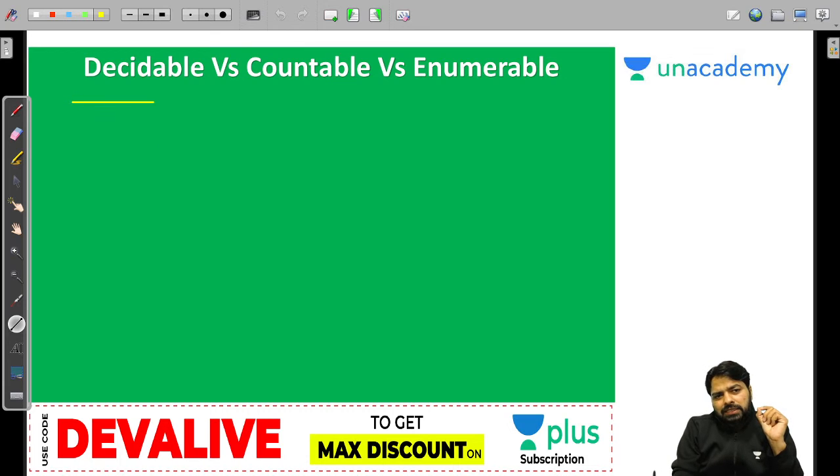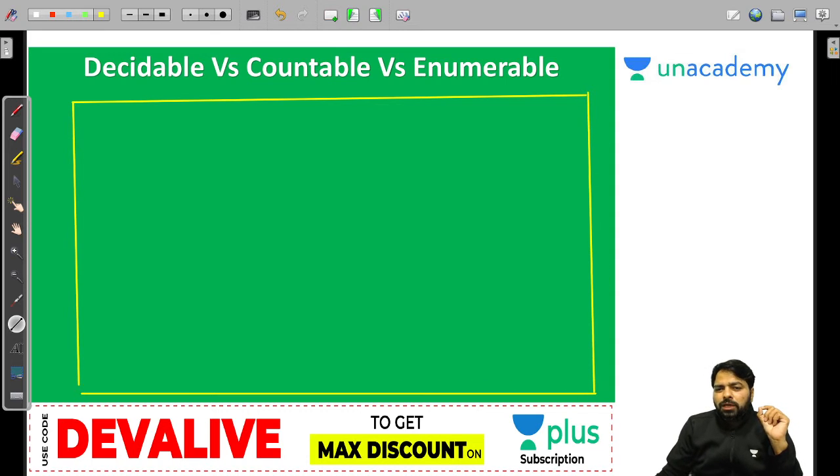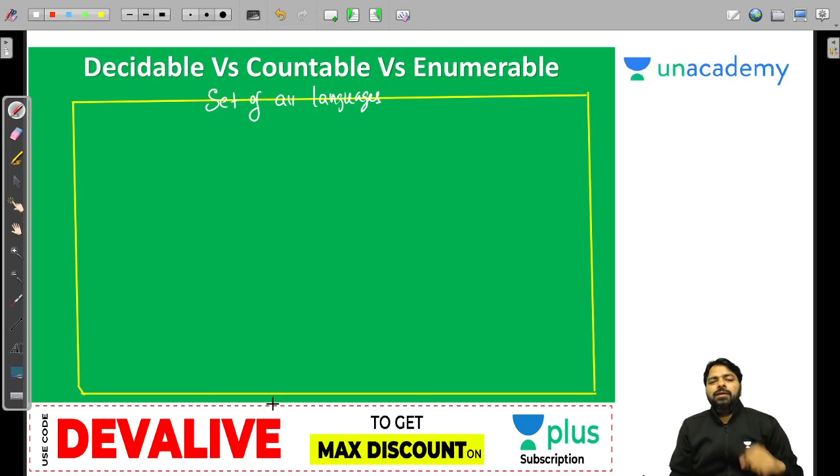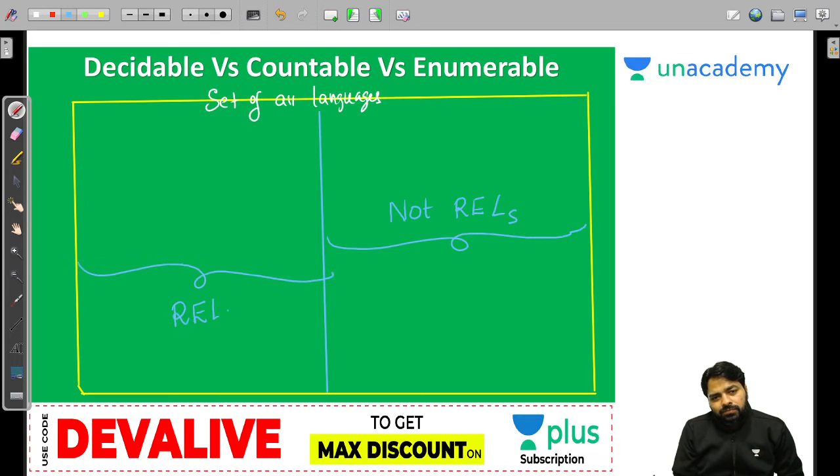First, let's form the whole world, the set of all languages. Assume this is the whole world, nothing is outside, every language is inside. I'm writing this as the set of all languages. Now I divide it into two classes. This side, assume, not RELs, and this side RELs, all RELs.